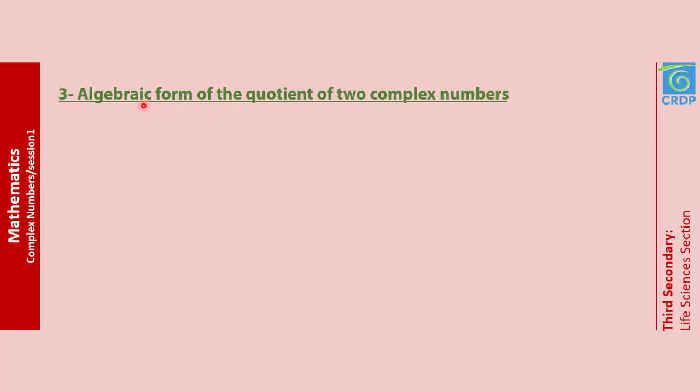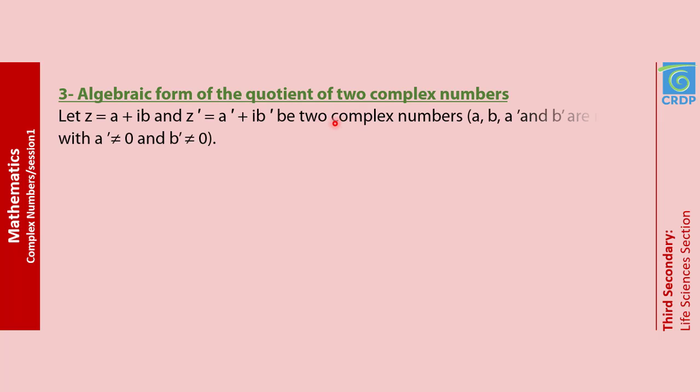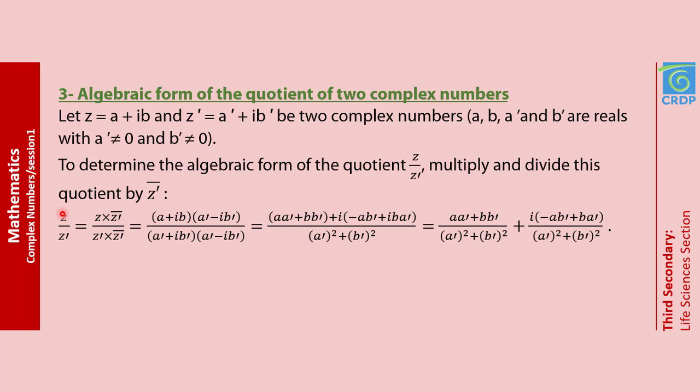The most important application on the conjugate of the complex number is how to determine the algebraic form of the quotient of two complex numbers. Consider two complex numbers z equal a plus ib and z prime equal a prime plus ib prime, where z prime is different from 0. That means a prime different from 0 and b prime different from 0. To determine the algebraic form of the quotient z over z prime, we multiply and we divide by the conjugate of z prime in order to obtain a real denominator.